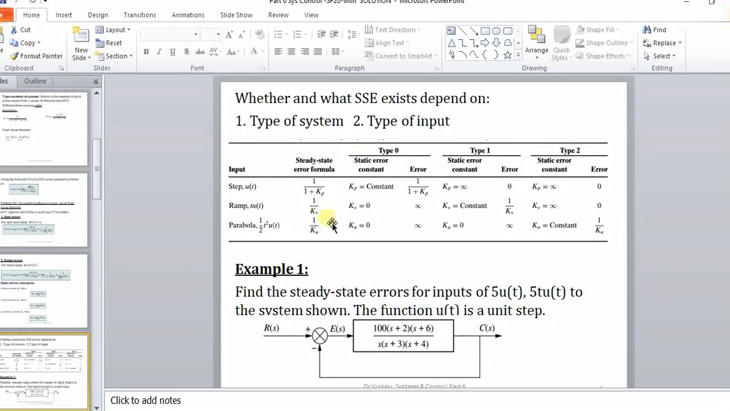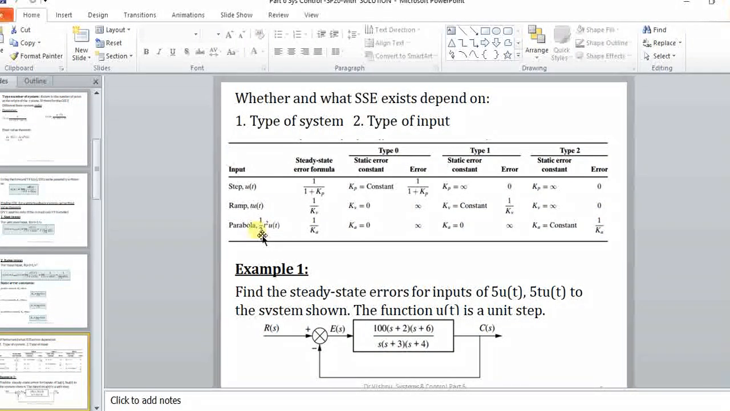The formula is 1 over kV. Now for a type 0 system, a ramp input will have infinite error, and if you apply this ramp input to a type 1 system, you have a constant value, meaning a finite error. The ramp input applied to a type 2 system will give you 0 error.